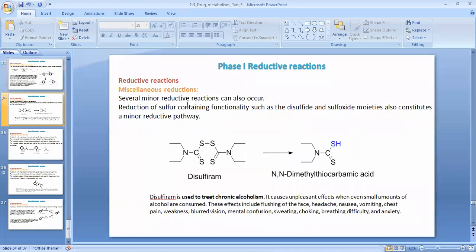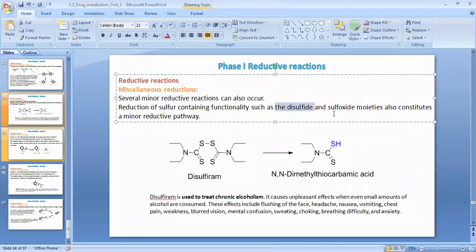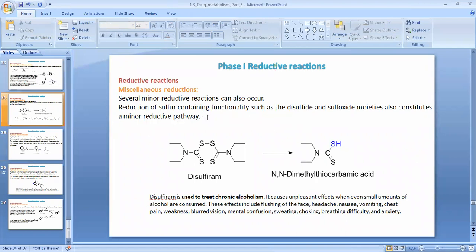But some miscellaneous reduction reactions also take place in our body, and several minor reductive reactions can occur. Those are the reduction of sulfur-containing moieties, that is disulfide and sulfoxide moieties. So disulfide functional group containing moieties are metabolized by a minor reductive pathway. How are they metabolized? Conversion of disulfiram into N,N-dimethyl thiocarbamic acid.